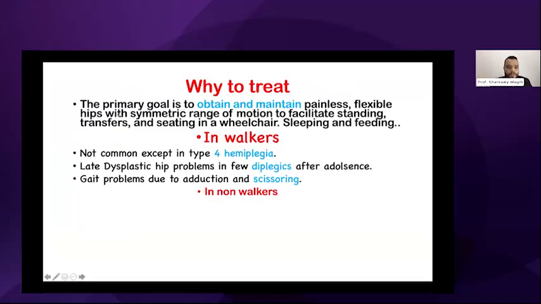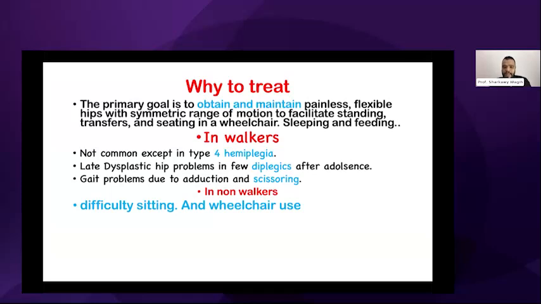Why treat these people? The aim is to obtain and maintain. Maintaining is more important than obtaining: a painless, mobile, free hip with symmetric range of motion to facilitate daily life, like transfers, seating and nursing. In walkers, it's very rare for walking CP kids to have hip problems, with very few exceptions like type 4 hemiplegia and late dysplasia in some diplegics, and gait problems due to scissoring and soft tissue imbalance. Non-walkers are our issue, and they are the focus of my talk.